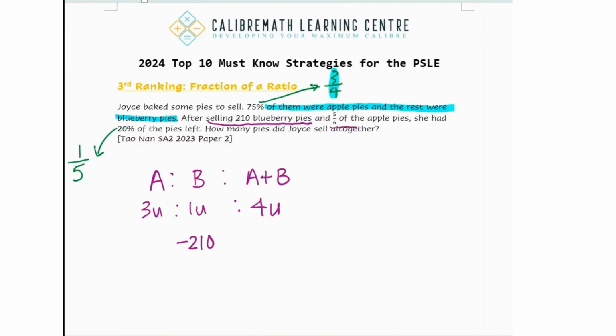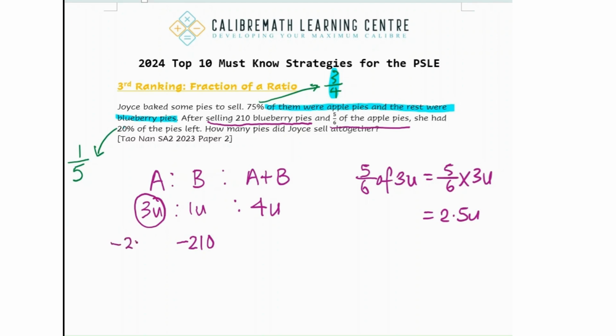Next on, 5/6 of the apple pies were sold. So we know that apple pies is 3 units, so we can find 5/6 of 3 units by using 5/6 to multiply by 3 units, and that gives us 2.5 units. With this 2.5 units, we can write it under A for the number of apple pies that were sold. We can find the ending ratio for A by using 3 units to subtract 2.5 units, and that gives us 0.5 units. We're going to leave the ending ratio for B blank first, and we'll come back to that later.